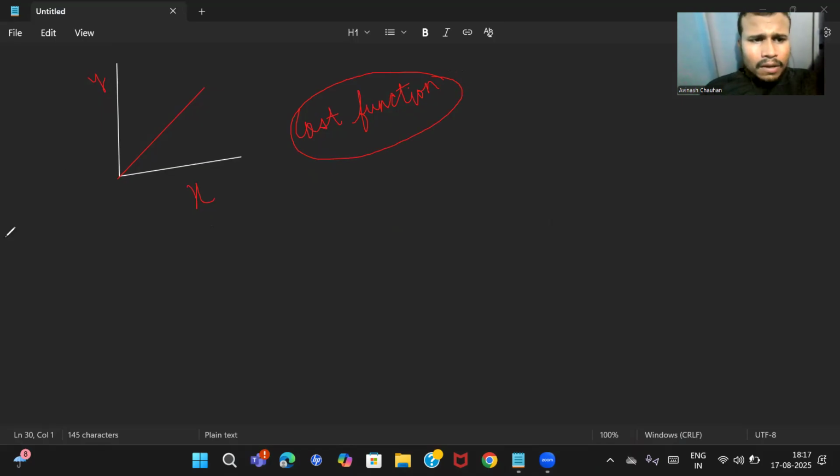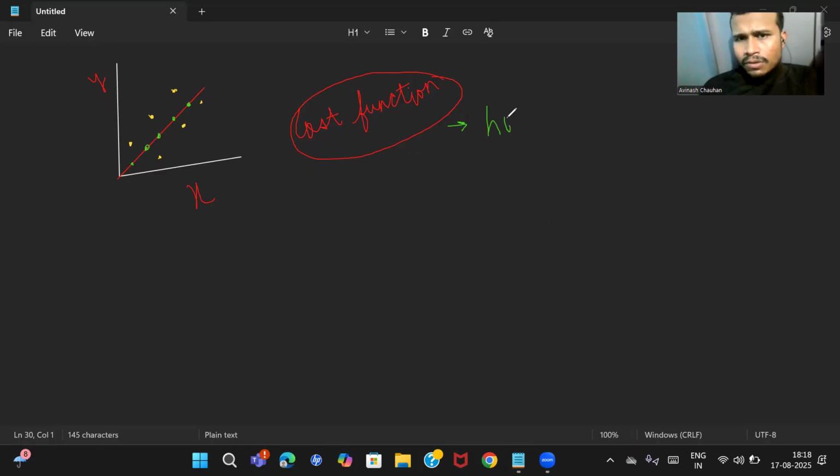So, for example, this was my best fit line, and say I have one data point here. This is my actual data point, and these are my predicted data points.